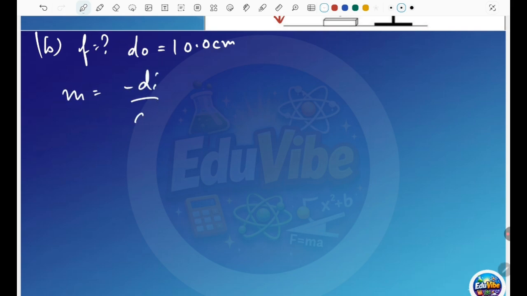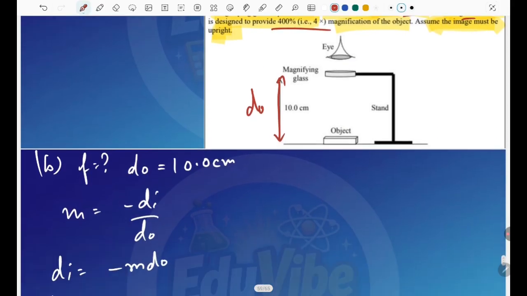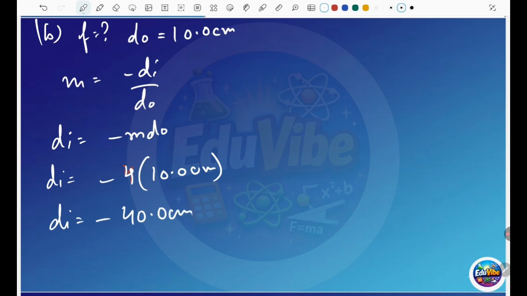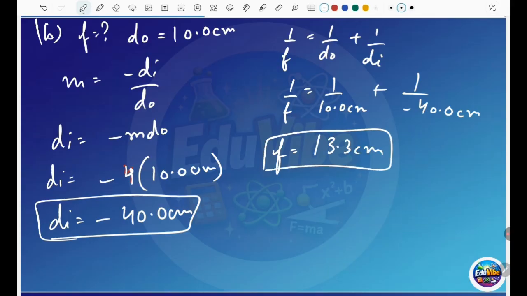So magnification is equal to minus di upon do. The magnification given to you is 400%, which divided by 100 gives 4. So magnification given to you is 4. So do is 10.0 centimeters. So you get minus 40.0 centimeters because it's a virtual image, that's why you get the minus. Then you have to find the focal length, using plus minus 40.0 centimeters. You do all the reciprocals, solve this, and you get 13.3 centimeters.